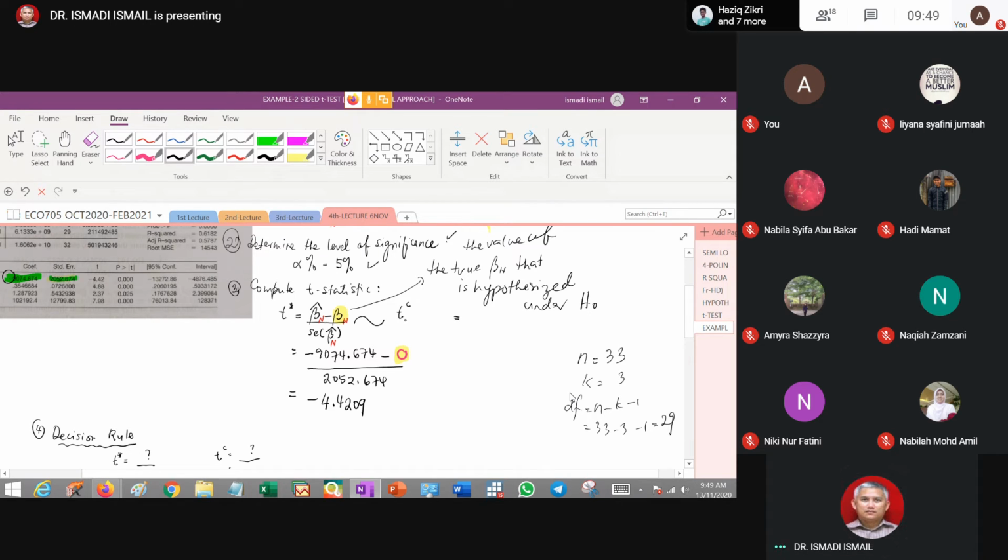So 0.05, which is 5%, divided by 2. Then, comma, the degree of freedom 29. Here, remember that these are subscript. Then you refer to the statistical table at the back of the book, page 537.